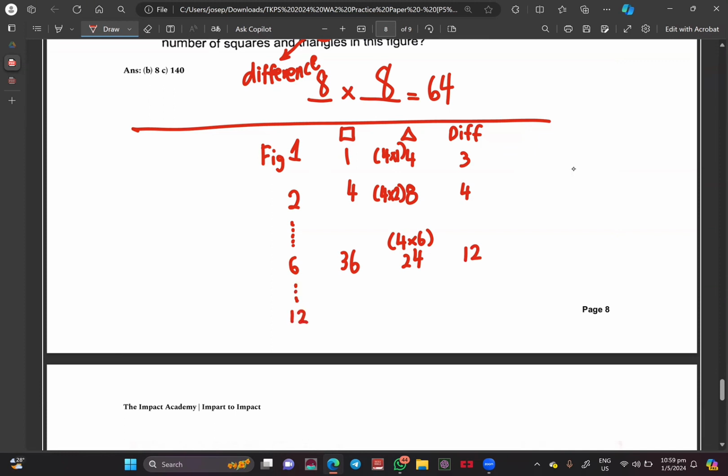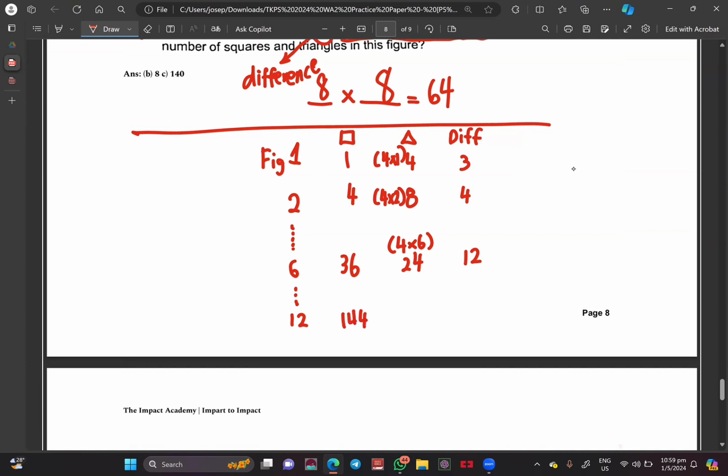Maybe I can try figure number 12. So this gives me 144. Why 144? Because square numbers, 12 times 12. And for this, it has to be 4 times 12, and we get 48. That's 144 minus 48. Does that get me to 60? No, it got me to 96. So I know it has to be smaller than figure number 12.